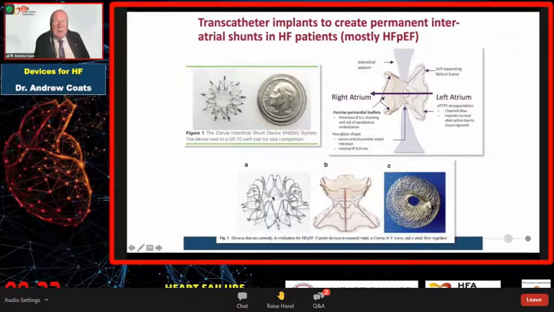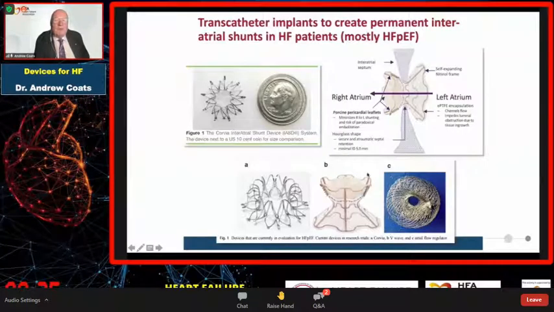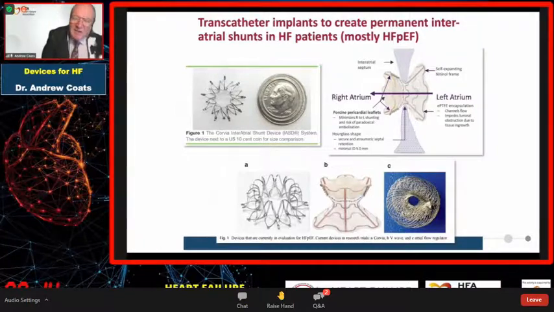Here we see three manufacturers' devices, slightly different designs. Some of them are valve, some of them aren't. And all three have been shown to reduce pulmonary artery pressures, reduce congestion, and in some cases improve exercise tolerance. But none of the trials have reached the stage where we have definitive outcome data as yet.